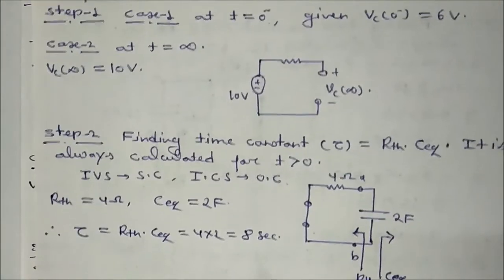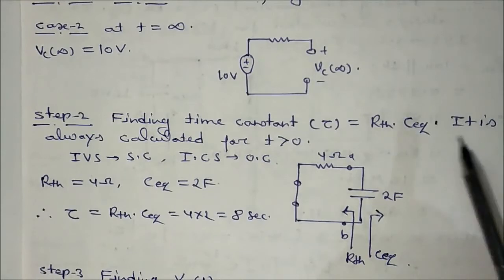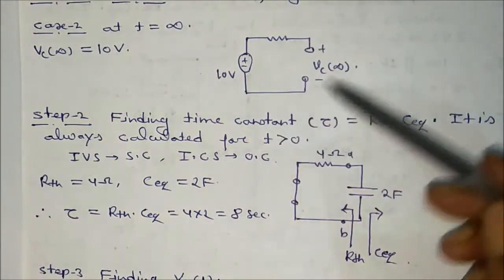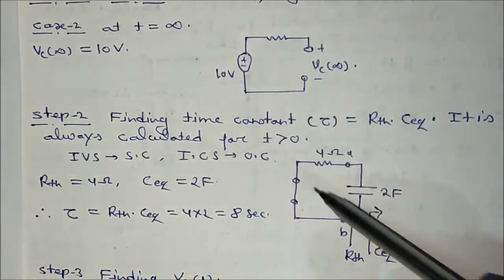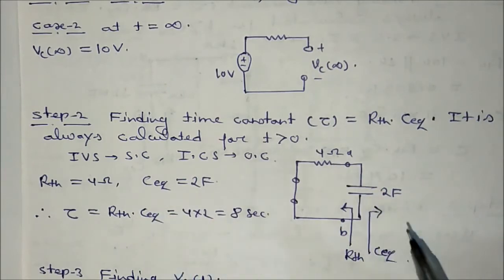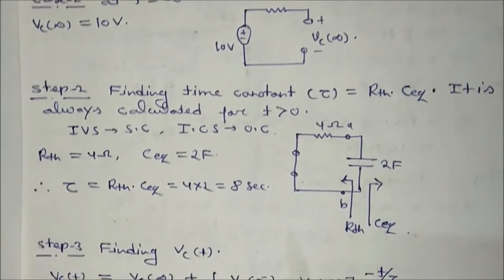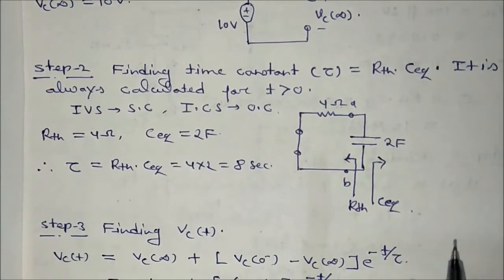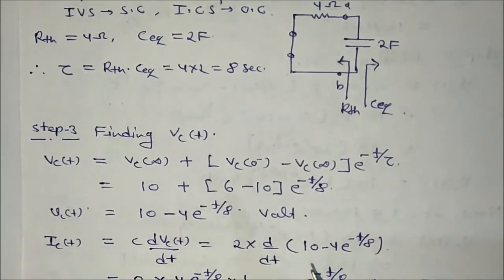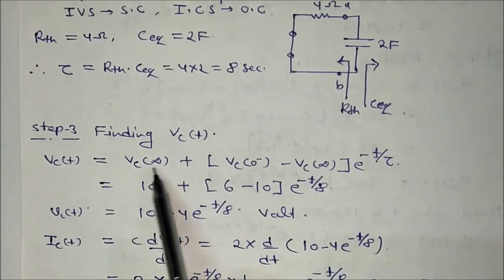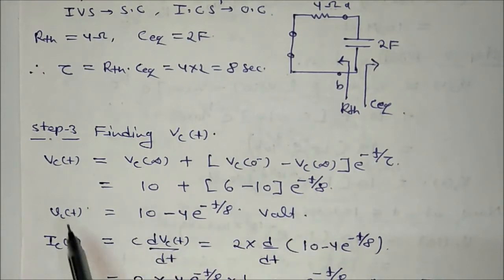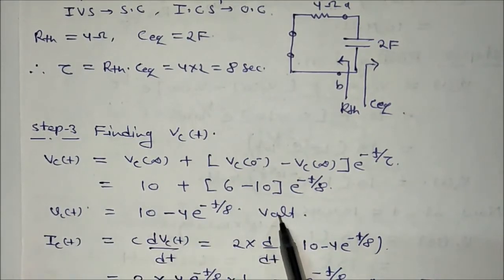Now step 2, time constant calculation. It is always calculated for what? T greater than 0, and for t greater than 0 the circuit will look like this one, but this voltage source will be short circuited. This is 2 farad, this is 4 ohm, RTH is 4 ohm, and C equivalent is 2, then tau is equal to how much? That is 4 into 2, that is equal to 8 second. Now step 3 is what? Finding VCt, and we can easily find VCt now because we know the value of VC infinite, VC0 minus, and tau. If you do the calculation, you will get VCt is equal to this amount of voltage.